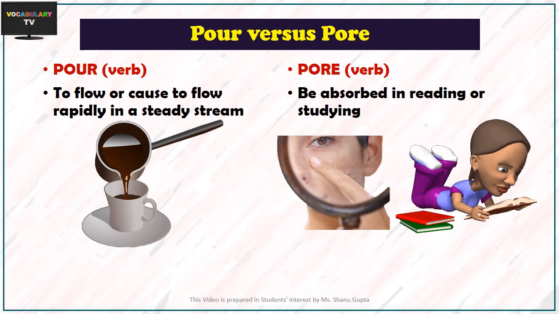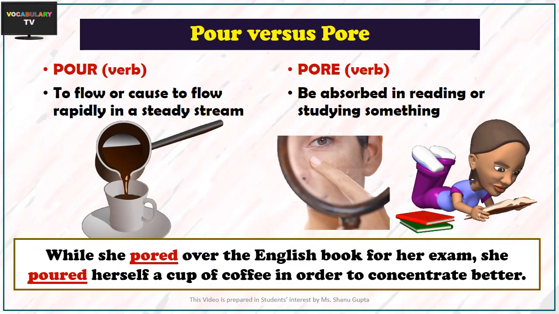A sentence highlighting the difference between these words is, while she pored over the English book for her exam, which means she was absorbed in studying, she poured herself a cup of coffee in order to concentrate better.